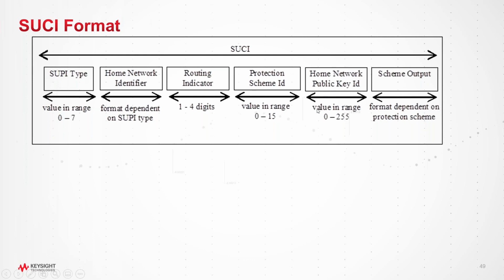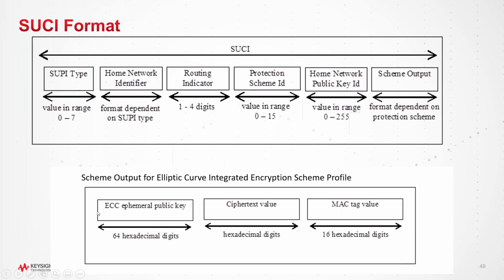This is being sent in the SUCI, the public key of the home network. Then there is a scheme output here. The scheme output has an ephemeral public key here. ECC is elliptic curve cryptography. We want to talk about this, okay? Let's come back to it in a second.